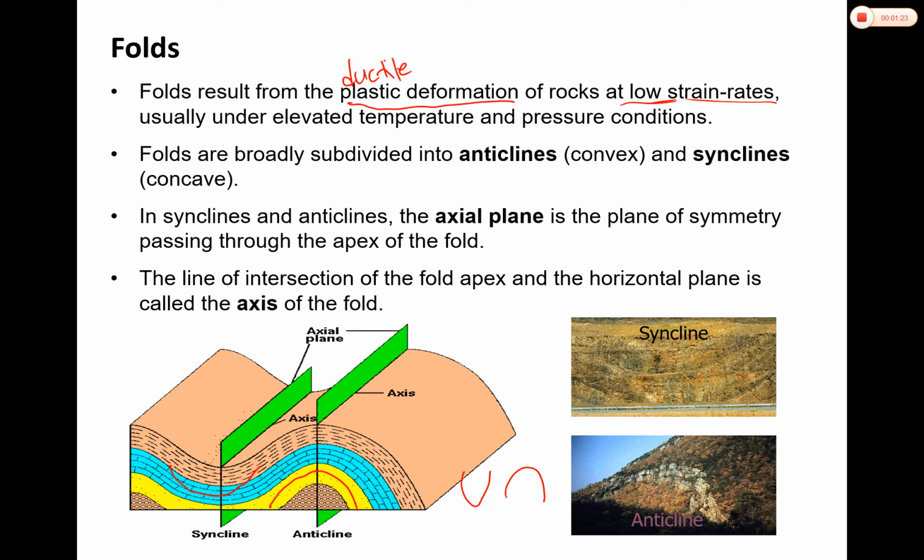Alright, the line of intersections of the fold apex and the horizontal plane is called the axis. Okay, the fold apex ni is the highest part. Yang kat atas ni, this is the highest part lah, the highest curve dia tu. Alright, and the intersections between the horizontal plane, plane yang mendatar, kita panggil dia axis.